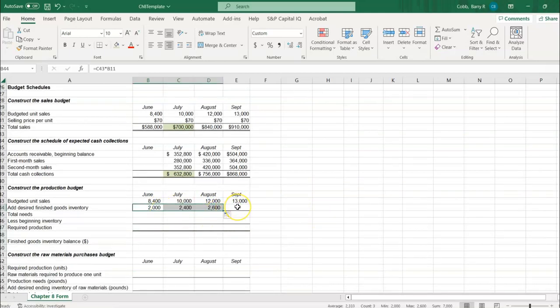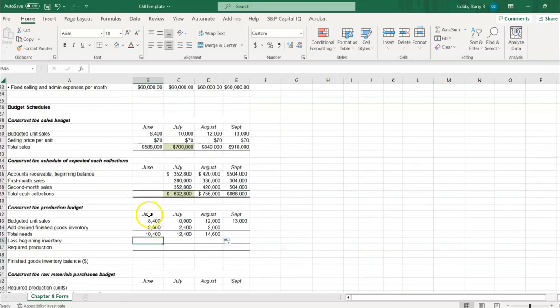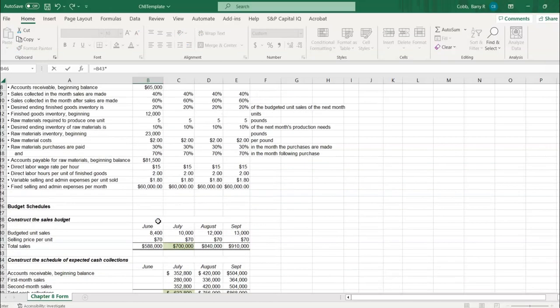We won't be able to copy it all the way till September because we don't have right now an October sales number. So then our total needs would just be these two added together, the budgeted unit sales plus the desired finished goods inventory. Now, for the matter of the beginning inventory, what we would have expected would be the same pattern. We would have expected that if our sales were going to be 8,400 in June, then we would have had 20% of that available as beginning inventory. So that's where we'll get the beginning inventory.